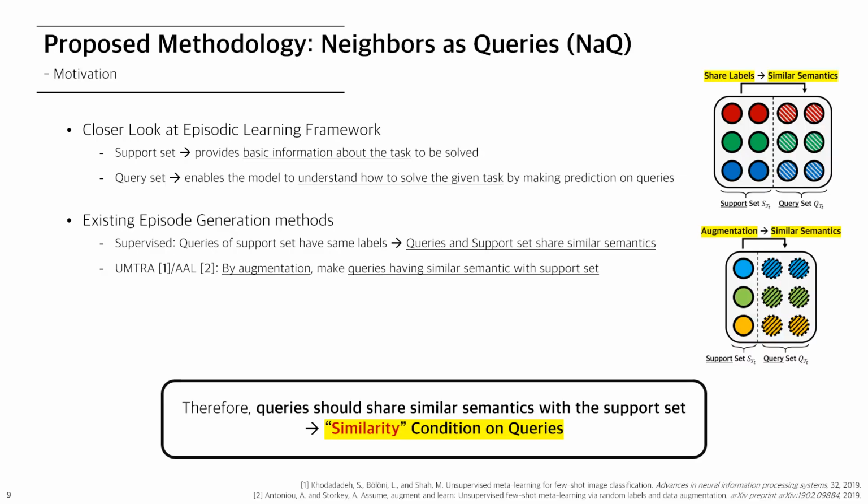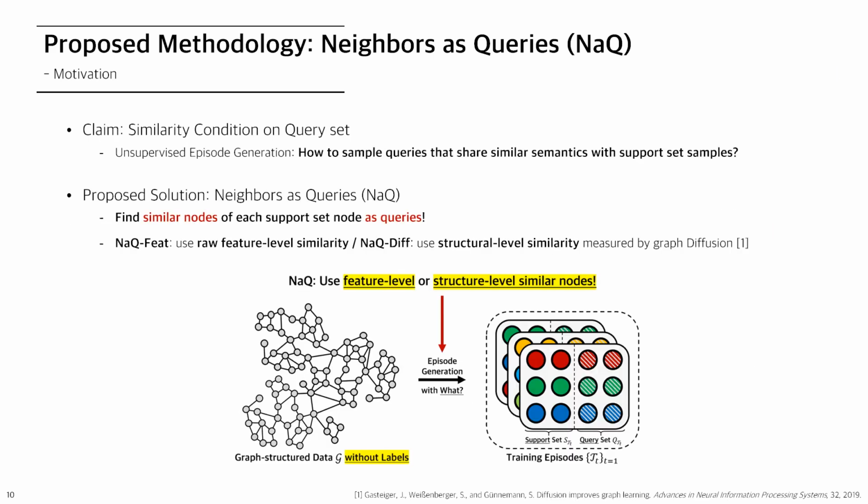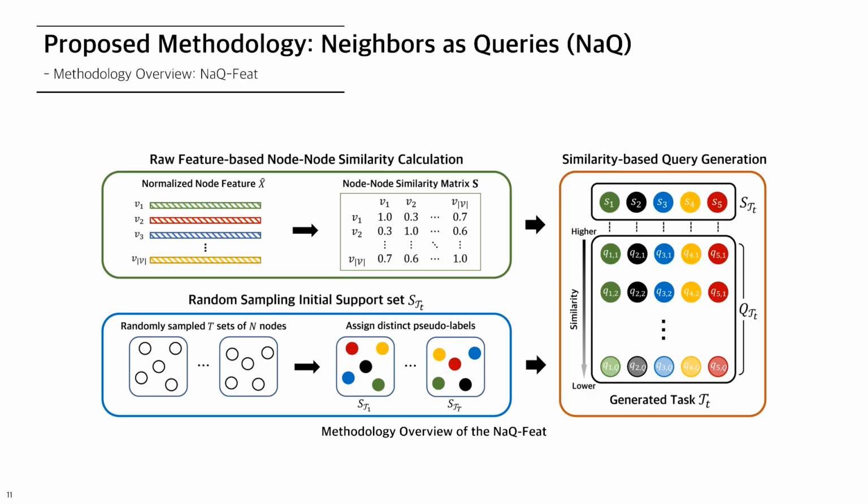When you look at each component in the episode, we found that all the related works like UMTRA and AAL, or even ordinary supervised methods, require that queries should have similar semantics with the support set. Thus, we decided to utilize similar nodes as queries to make training episodes without labels. To discover similar nodes to use as queries, we use raw node feature similarities or structural similarities by graph diffusion. This is the methodology overview.